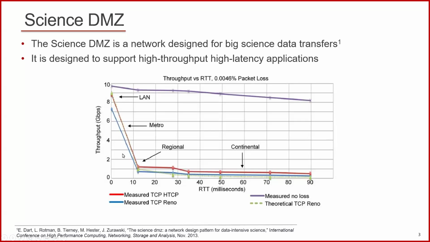But as you can see, as the RTT increases to be larger than 10 milliseconds, the throughput degrades by 90%. And now it decreases to less than 1 gigabit per second. This happens even though we only have 0.0046% packet loss. So if we are transferring big scientific data, it might take days if this degradation happens. And ScienceDMZ tries to eliminate the loss or at least severely reduce it.